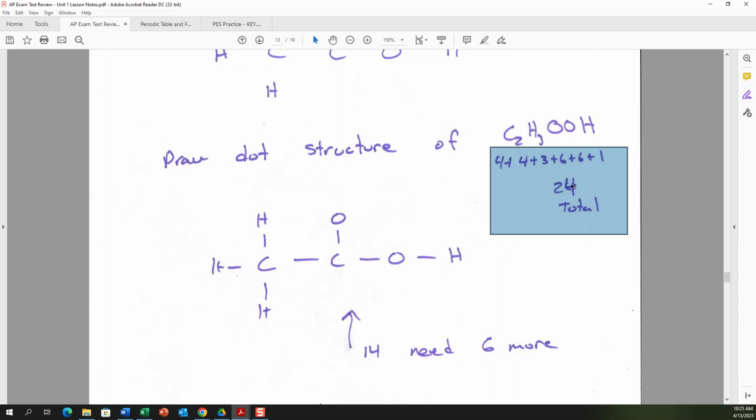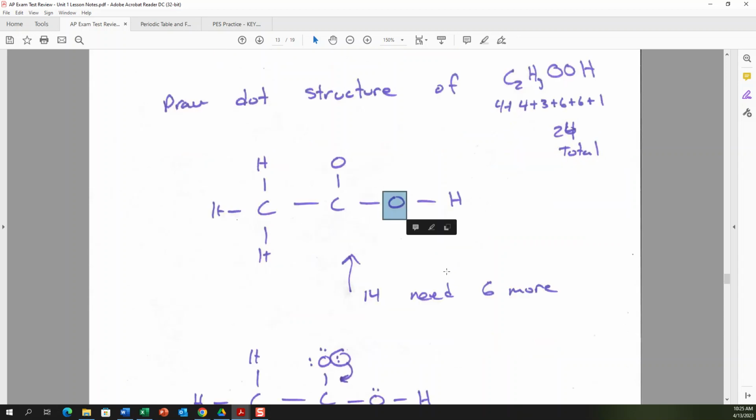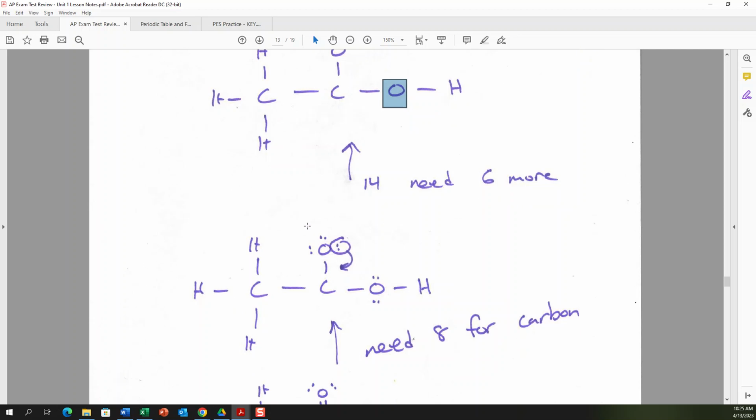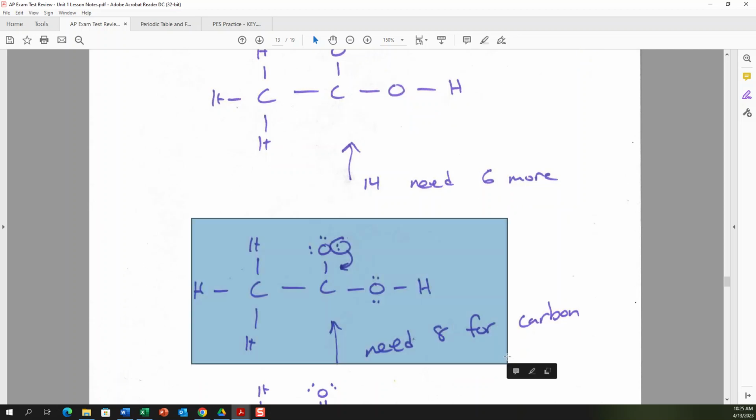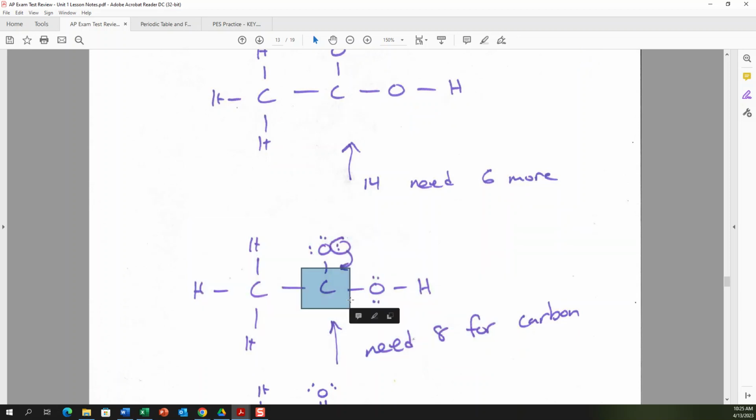Where do you think those 5 lone pairs would go? Well, 2 of them would go here and 3 of them would go here to make sure oxygen has 8. So now we have the right number of dots, but what's the problem? Carbon needs 8, but it only has 6 right now. So that's where you would take one of the lone pairs and put it here.